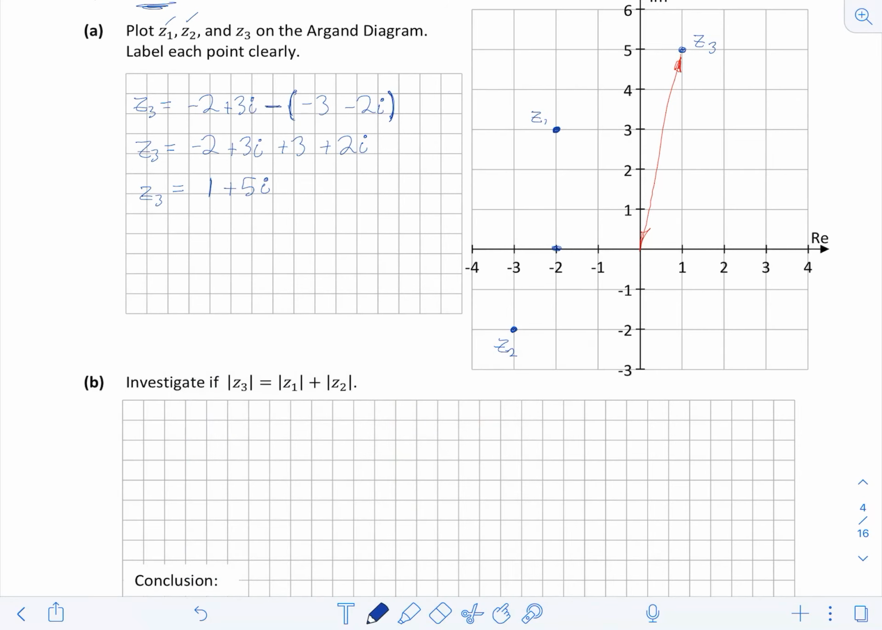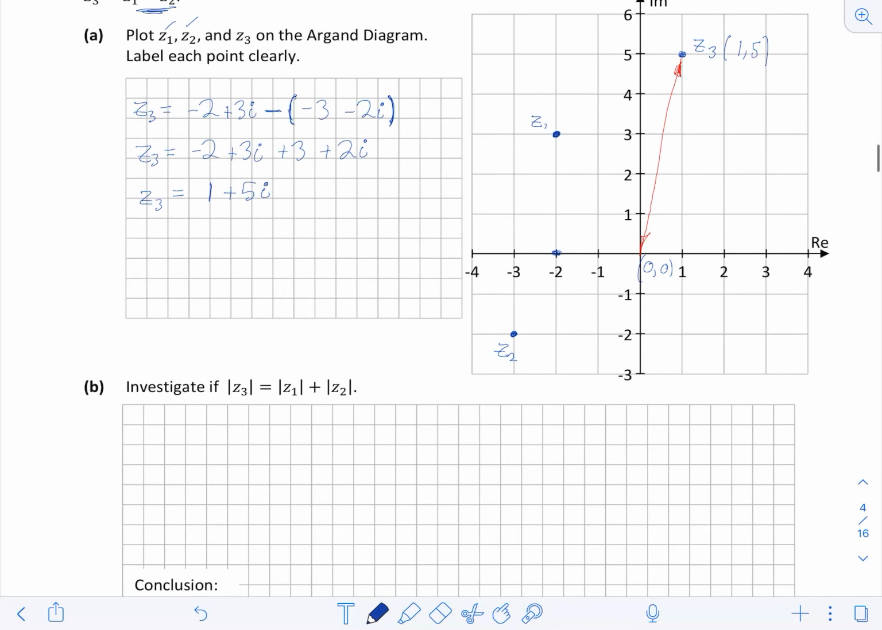So we use the formula in the coordinate geometry section. The coordinates of Z3 are going to be 1, 5, and the coordinates of the origin are going to be 0, 0. So it's the square root of, I'm going to put it up here, the square root of x2 minus x1 squared plus y2 minus y1 squared. So I'm going to use that formula.